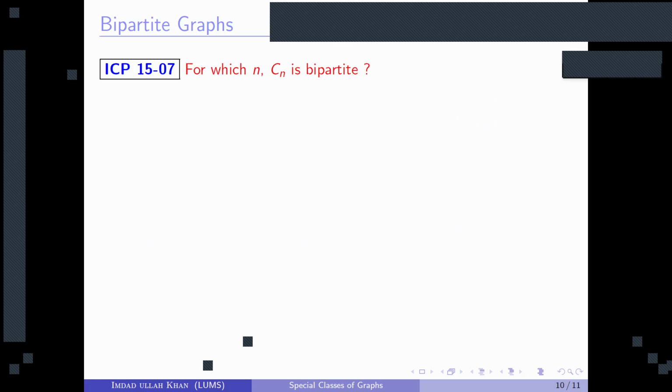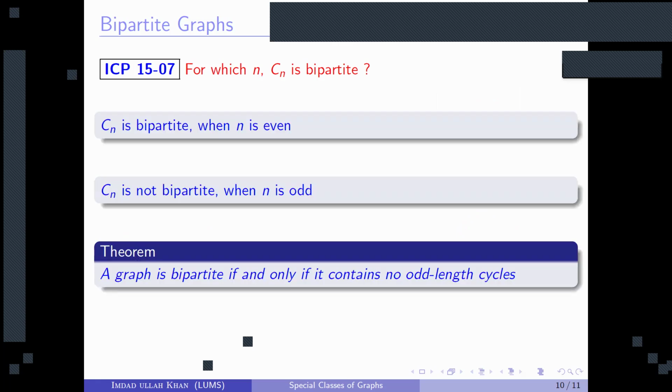For which Cn is bipartite? When n is even, right? So we already figured out, when n is not even, then it's not bipartite. Okay, second last thing, very quick. Now look at the last thing, right? This is somewhat related to what you were saying, that a graph is bipartite if and only if it contains no odd length cycles. The intuition which we have built was using that C5 stuff. For a graph to be bipartite, it should not contain any cycle whose length is odd.